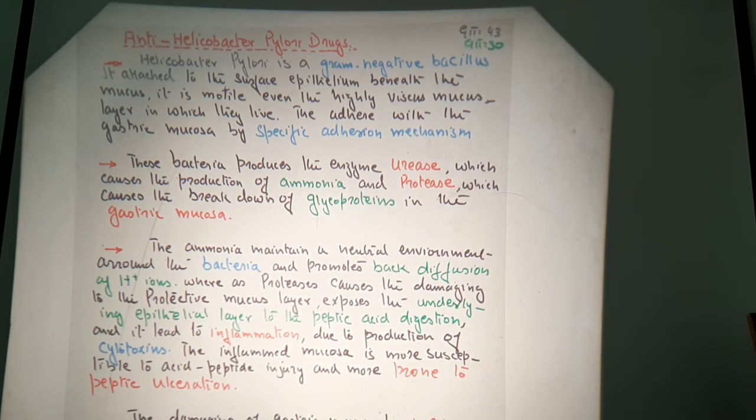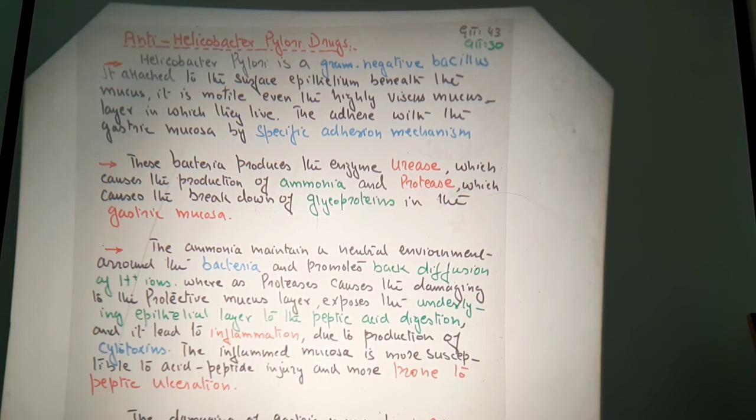Now the ammonia maintains a neutral environment around the bacteria. The other important role is that the ammonia, which is formed from the action of the enzyme urease, maintains a neutral environment around the bacteria and promotes back diffusion of hydrogen ions. Promoting back diffusion of hydrogen ions means there is again an increase in the production of hydrochloric acid. Whereas protease causes damage to the protective mucosal layer.